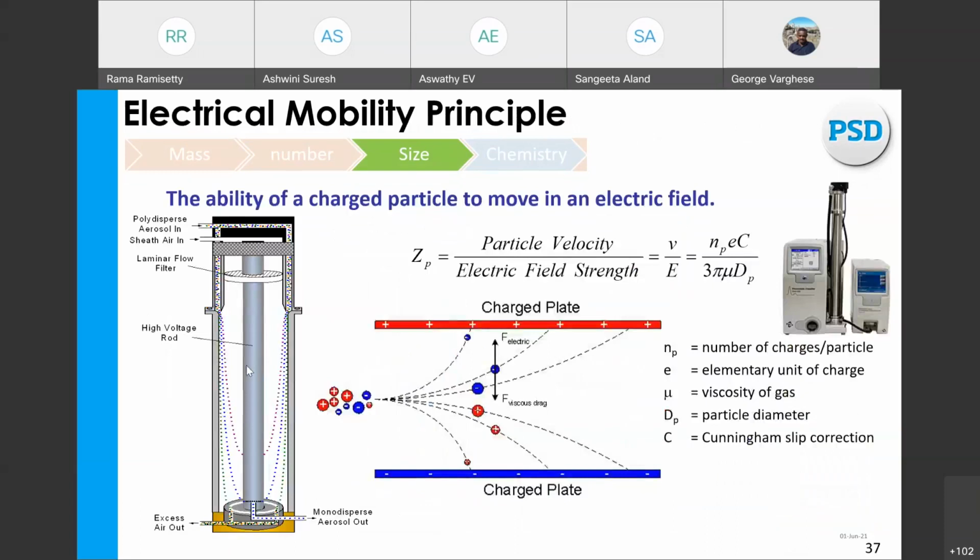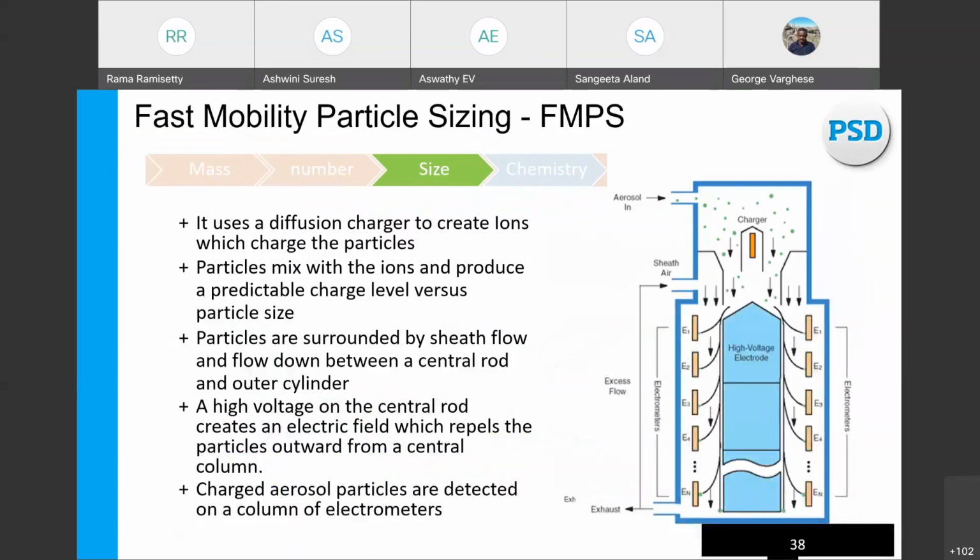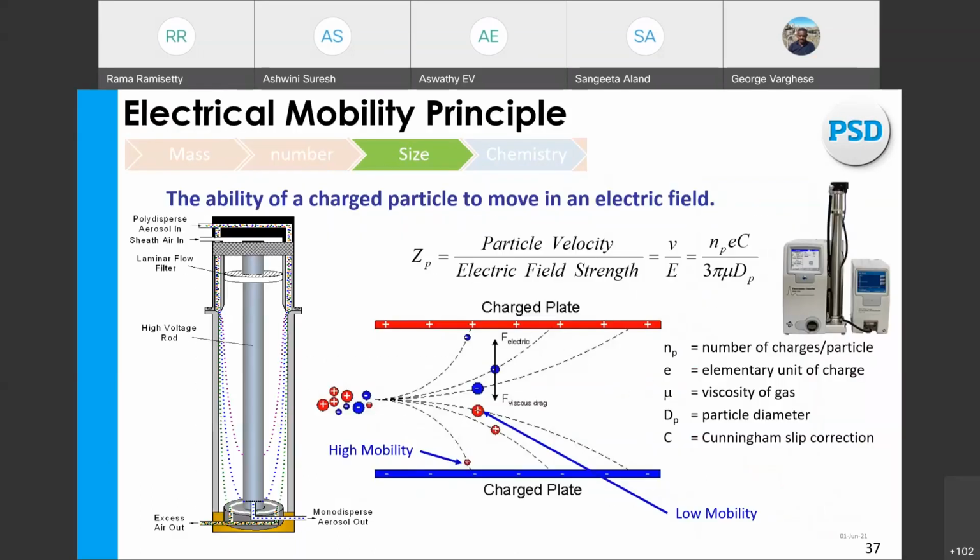So here is the principle of electrical mobility for the SMPS, scanning mobility particle sizers. Based on the size of the particle, the particle will deviate in the electrical field, and this electrical mobility depends on the diameter of the particles. So this method is very useful for nanoparticle sizing. It can measure particle size from 1 nanometer up to 1 micron.